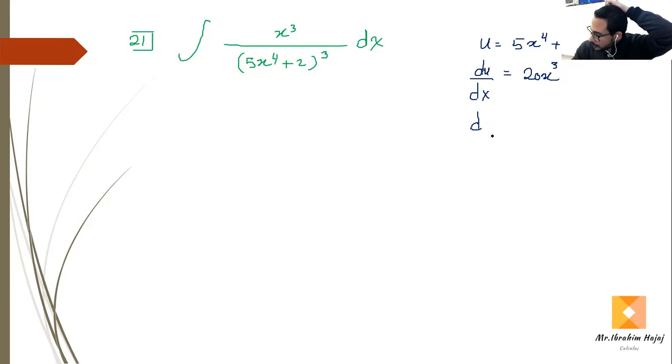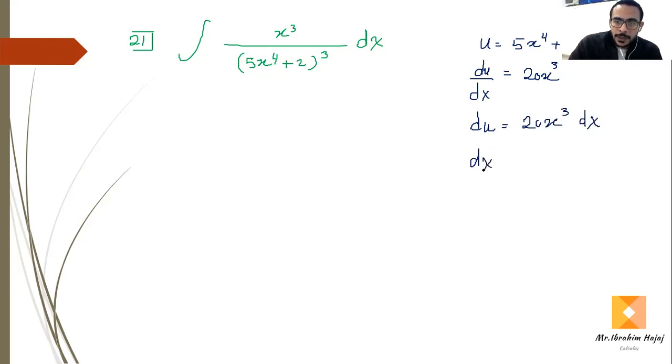The derivative of 2 is 0. So then du equals 20x cubed dx. Cross multiplication, then divide by 20x cubed on each side. So dx is du over 20x to the power of 3.